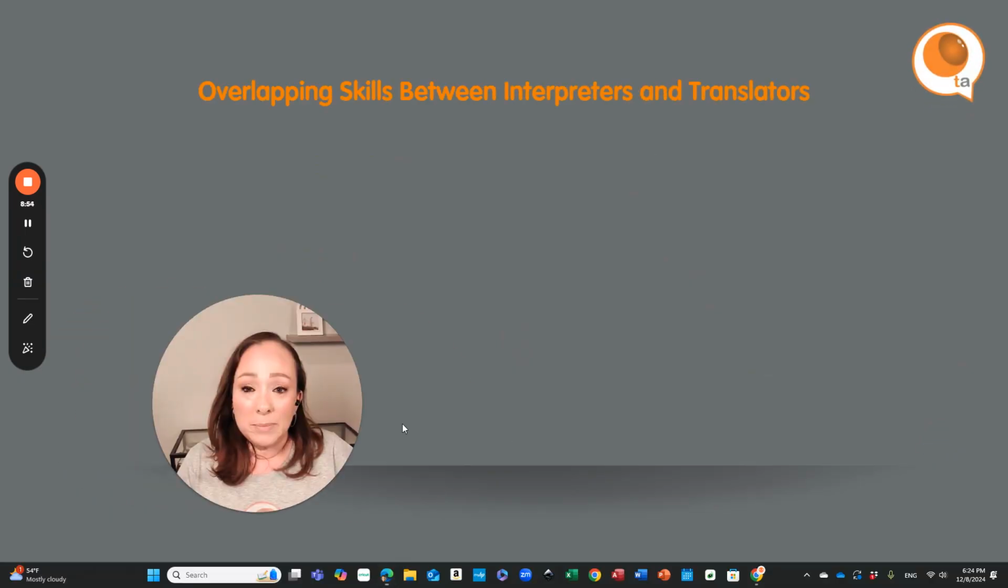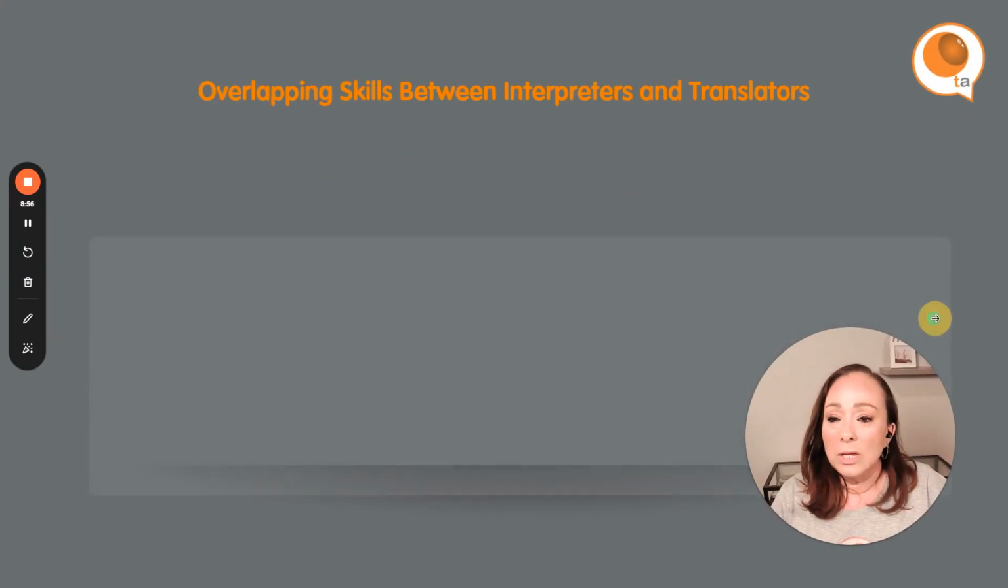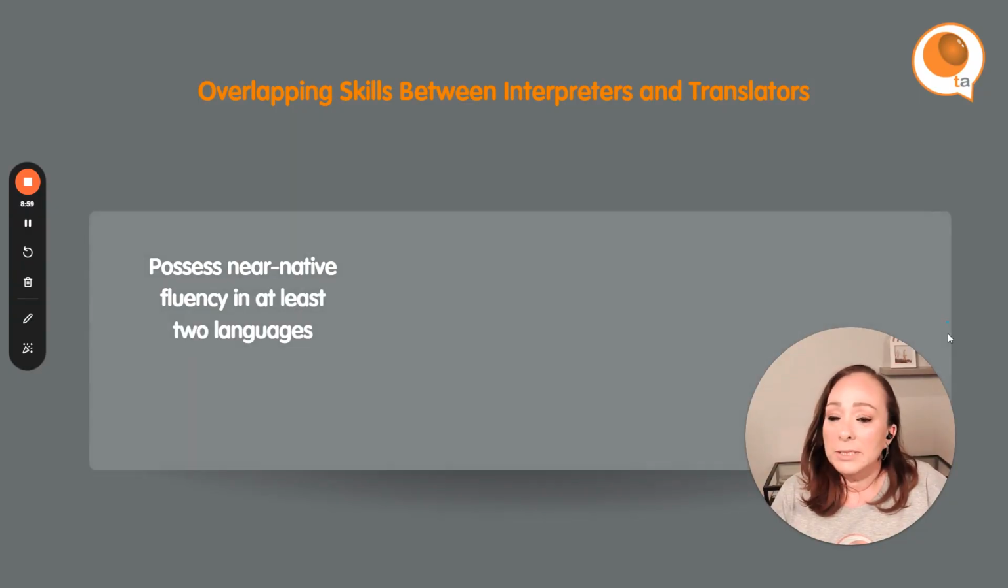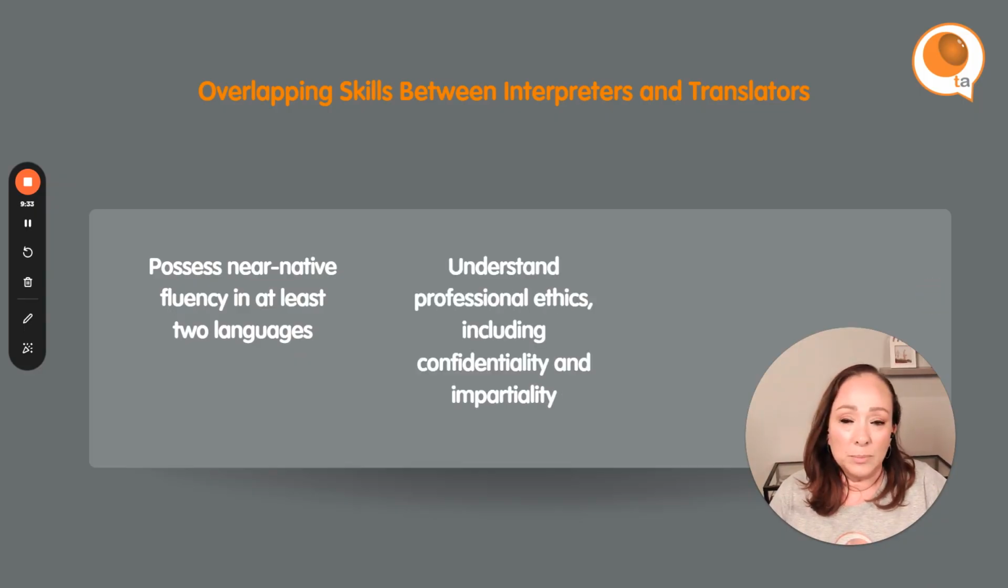Okay, now what are the overlapping skills between interpreters and translators? Well, we covered it already. You have to possess near native fluency in at least 2 languages. So in order to interpret, you have to be fluent in, for example, I'm from Mexico, so my language pair is English-Spanish, and I interpret English to Spanish and Spanish to English. There are some interpreters that choose to just go in one direction, specializing in only English to Spanish or only Spanish to English. I do both, but that's a personal choice.